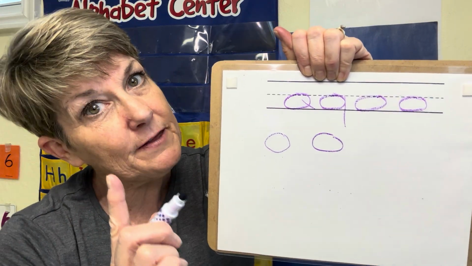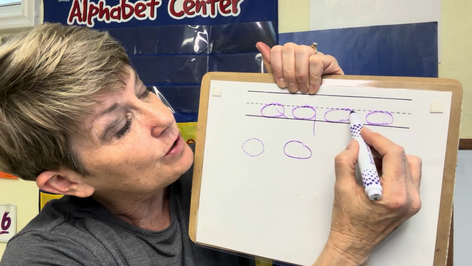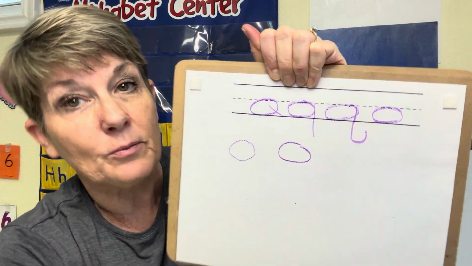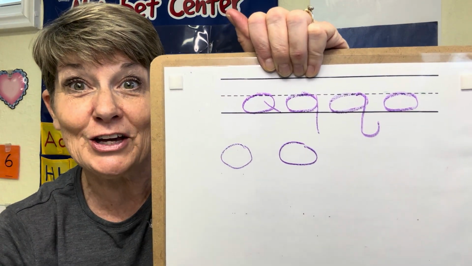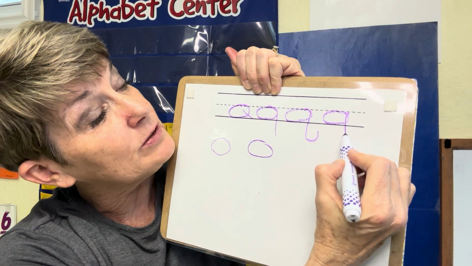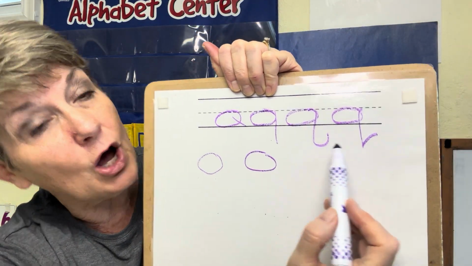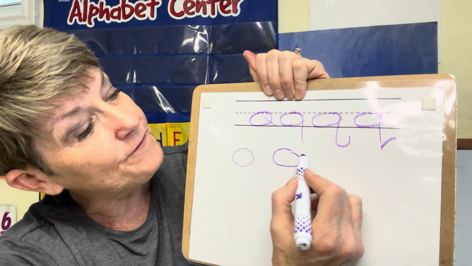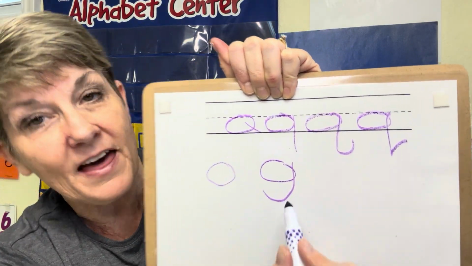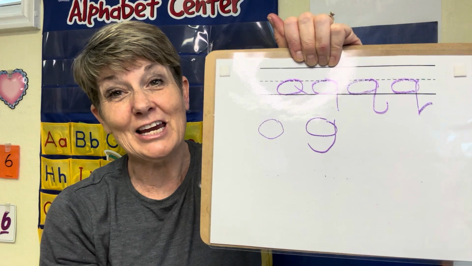Now this is going to be the tricky part. You can go down and curl it around. That's a letter Q. Or you can go down and come up like that. Those are all lowercase q's. Now what if I took it and I went like that? That's a G, you're right.